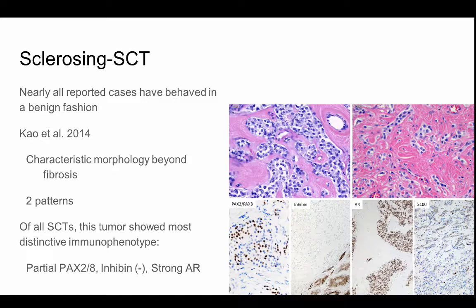Sclerosing Sertoli cell tumor showed the most distinct immunophenotype. And as I've been saying, nearly all of these cases have been reported to be benign. The largest study of these series done recently described two morphologic patterns, although they're very similar. One has thick trabeculae and a sclerotic background, and one has thin, delicate trabeculae within a sclerotic background. And again, we've seen PAX2, PAX8 expression in these tumors, a very unique loss of inhibin expression, and preserved androgen receptor.